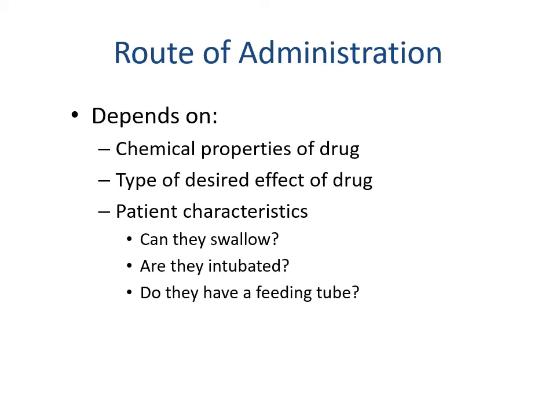Now looking at the route of administration, we will see that different drugs can be administered in different ways, and this causes changes in their effects and side effects. The routes can depend on the chemical properties of the drug, the type of desired effect of the drug, or patient characteristics. For example, can the patient even swallow medications? If not, we really shouldn't be giving them pills, should we? Are they intubated, in which case they have a breathing tube inserted and they obviously cannot swallow pills? Do they have a feeding tube, in which case we could use a liquid form of the drug through the feeding tube, etc.